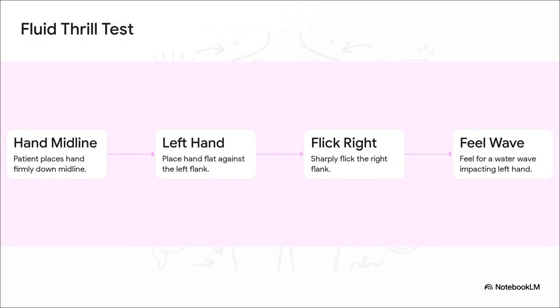Now, for extreme cases where there are at least 2 liters of free fluid in there, we test for what's called a fluid thrill. You have the patient place the side of their hand firmly right down the midline of their own belly. This is super important because it stops vibrations from just traveling through the surface fat. Then you place your hand flat against the patient's left side. Finally, you sharply flick their right side with your other hand. If there is massive fluid buildup, you will physically feel a distinct water wave ripple all the way across the abdomen and smack into your left hand.